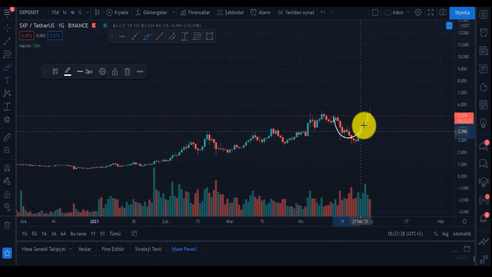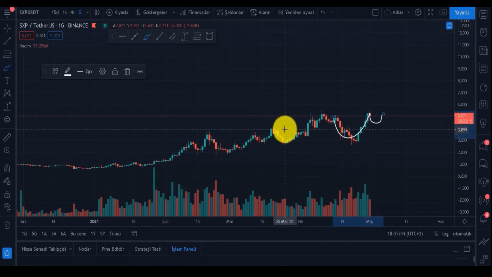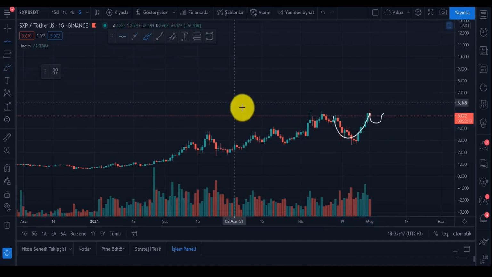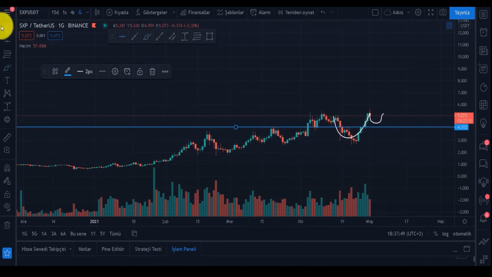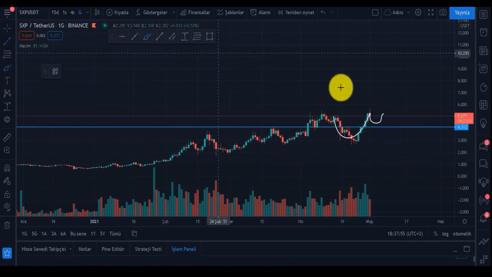Let's take another look from here. For example, a formation occurred here. Why did I turn it from here? Because as you can see, the previous peaks show 380 many times, which serves as a support for us. Now, there is again a resistance here.